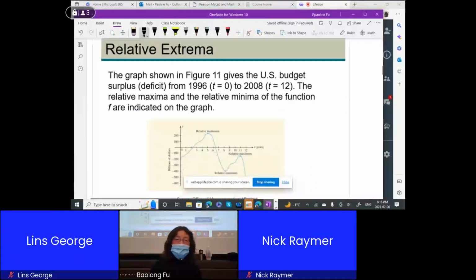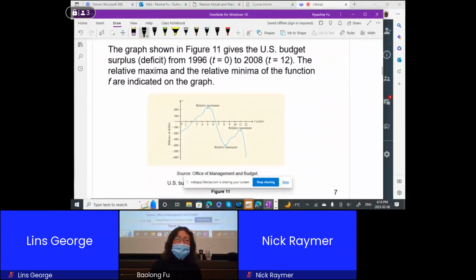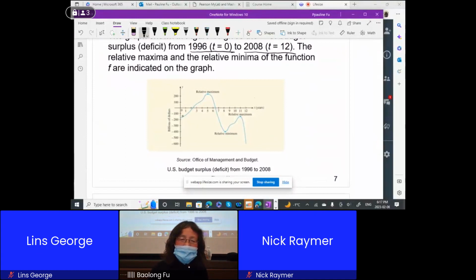Okay. So now let's do the example. This graph gives the U.S. budget surplus or deficit from 1996, corresponding to t equal to 0, to 2008, t equal to 12. The relative maximum and the relative minimum of the function are indicated on the graph. So this graph has t from 0 to 12. Okay.